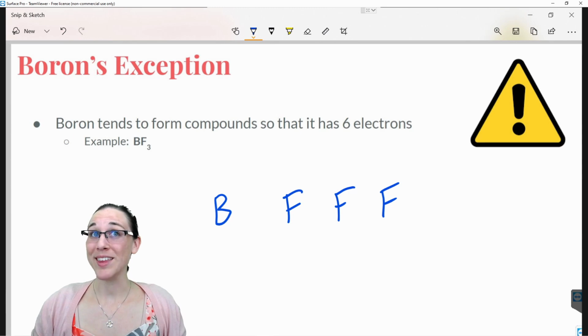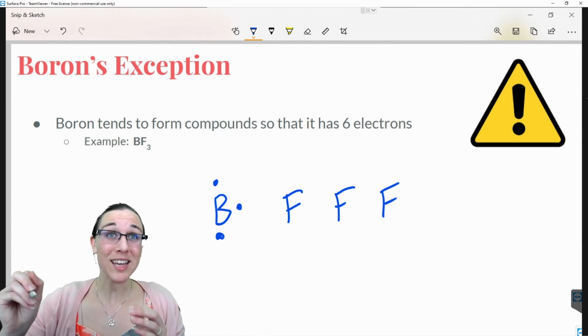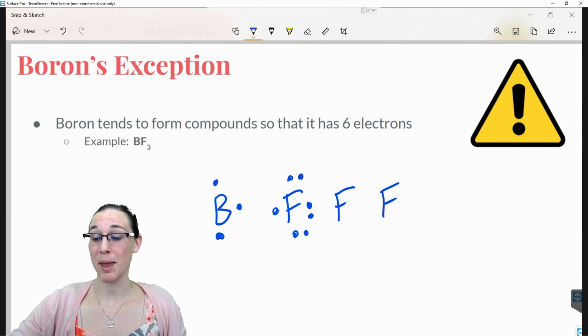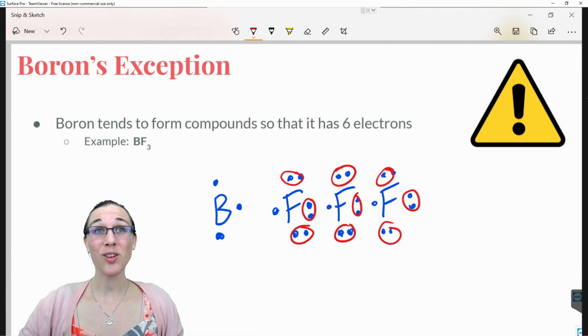Let's play ring around the atom. 1, 2, 3 for boron, and 7 for each fluorine. 1, 2, 3, 4, 5, 6, 7. I'm just going to make the other 2 look the same. Now remember, we're going to leave lone pairs alone. They're already happy, they have a partner. So ignore all of those lone pairs for now. We don't need to think about them.